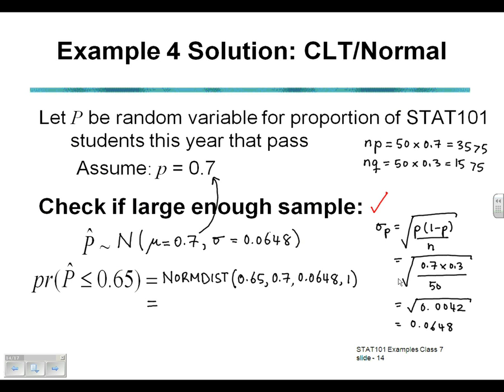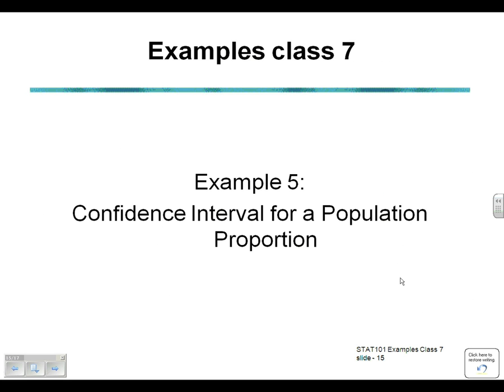So using NORM.DIST, that will give us a probability of 0.2202. And that's the same as the previous method to 2 decimal places, so we're getting the same probability to 2 decimal places using that approximation. So that's using 2 methods to calculate the probability that the sample proportion here is smaller than 0.65. So that's the end of example 4.